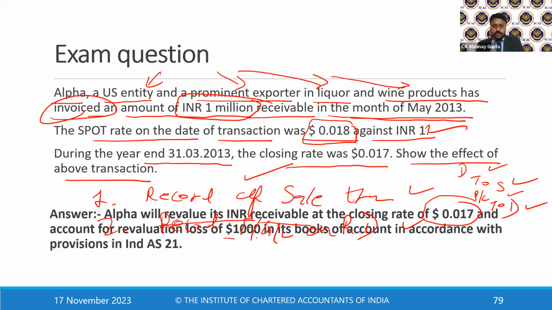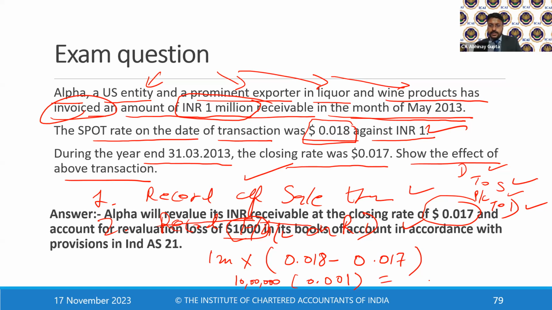Now, how much loss? $1,000 is the revaluation loss which will be accounted for in the books. How has that come? 1 million into 0.018 minus 0.017, right? So how much? 0.001 into 1 million. 1 million means 10 lakhs, right? So if we multiply, this will give us 1,000. So $1,000 is the revaluation loss.